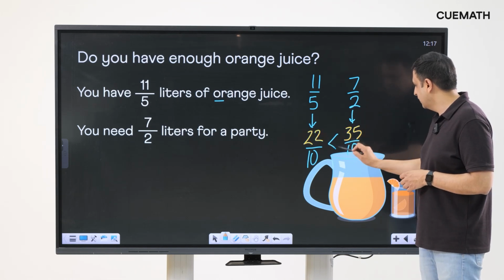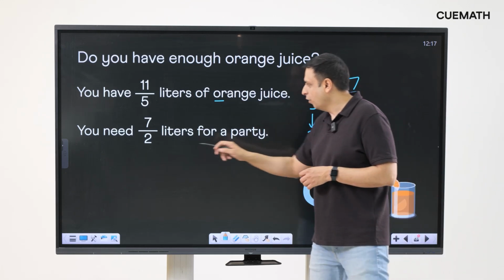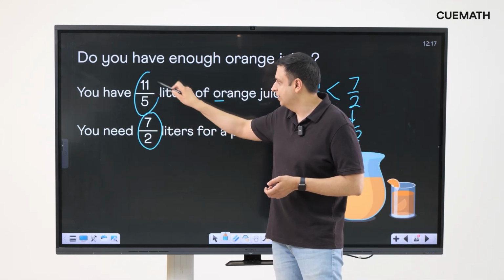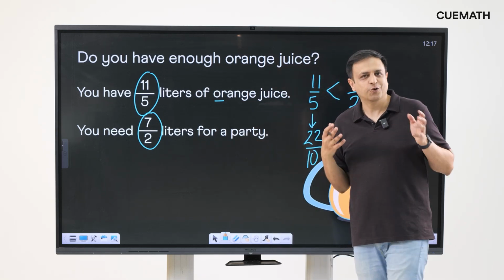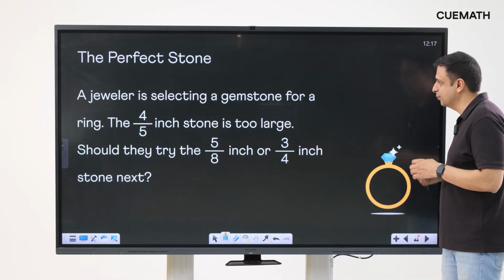So this is greater than this, and therefore 7 over 2 is greater than 11 over 5. So what you need, 7 over 2 liters, is more than what you have, which is 11 over 5. So you don't have enough orange juice for the party. That's the answer to this first one.